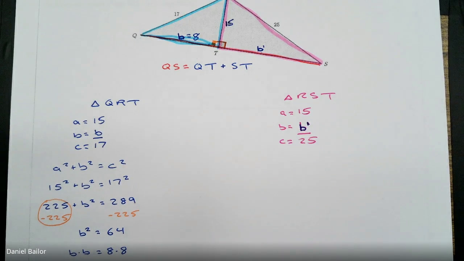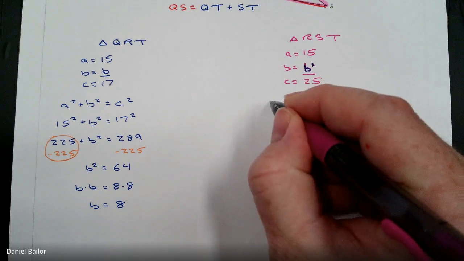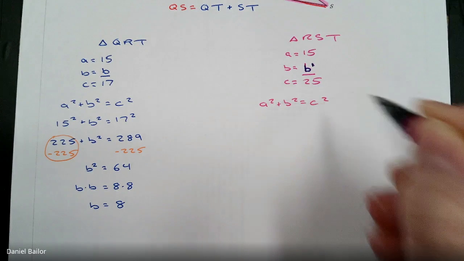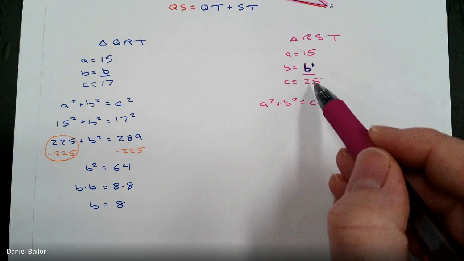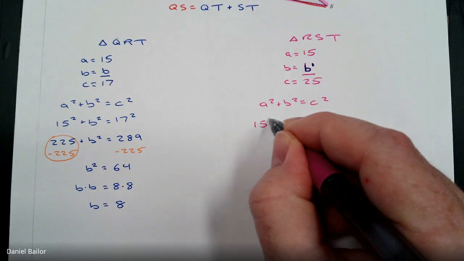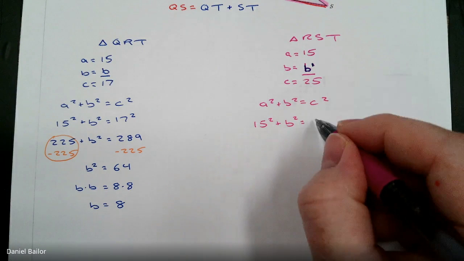Now we need to do the Pythagorean theorem with the pink triangle. The Pythagorean theorem is still the same. A squared plus B squared equals C squared. We just have a couple different pieces. A is still 15, 15 squared. B squared is still the one we're missing. C is 25.